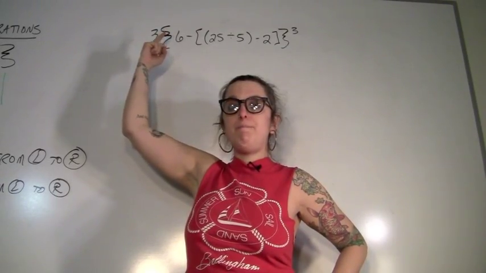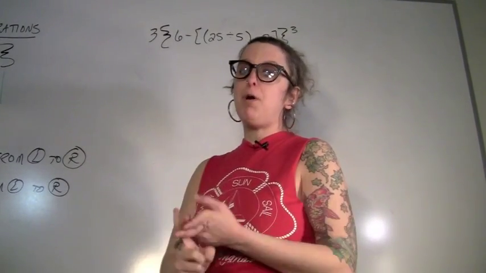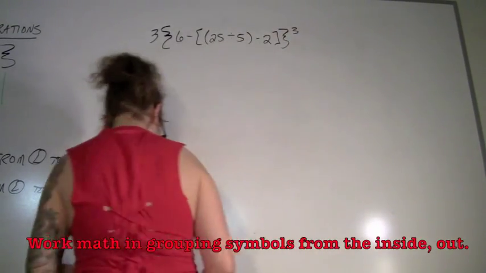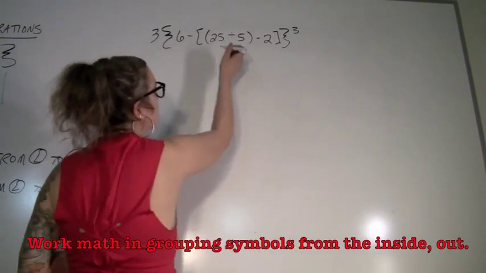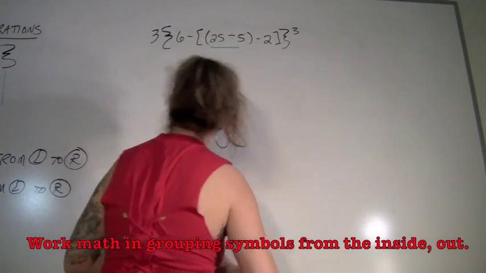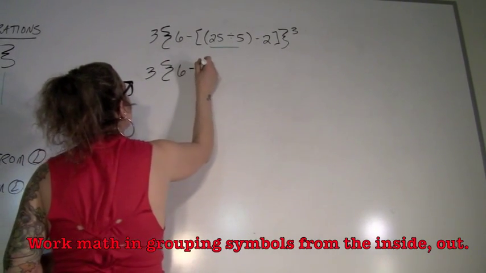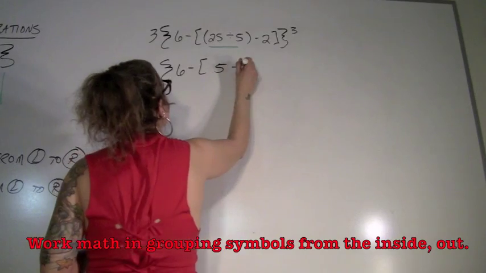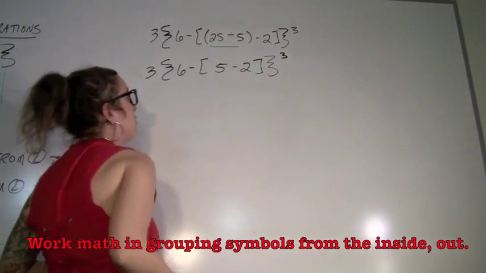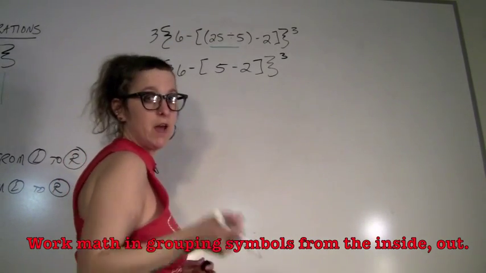Grouping symbol problem. Every single one is here. Parentheses first, brackets second, braces third. Okay? Start here. I get to take these parentheses away on account of the answer was positive. If it was negative, I would have kept those parentheses.